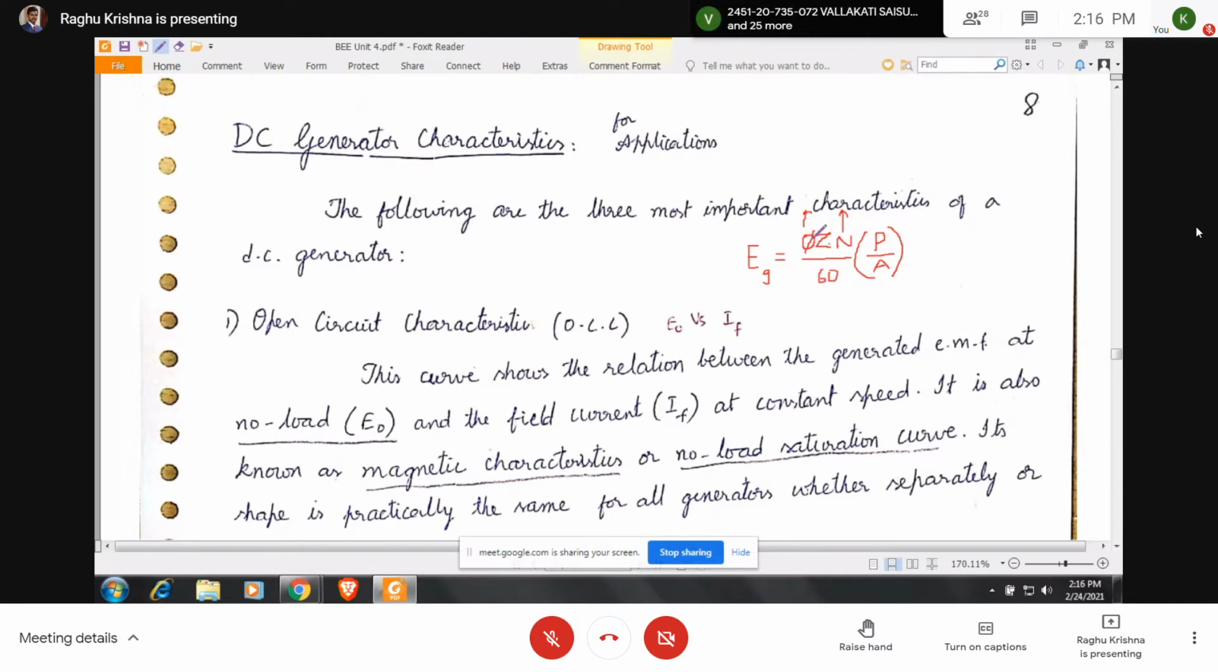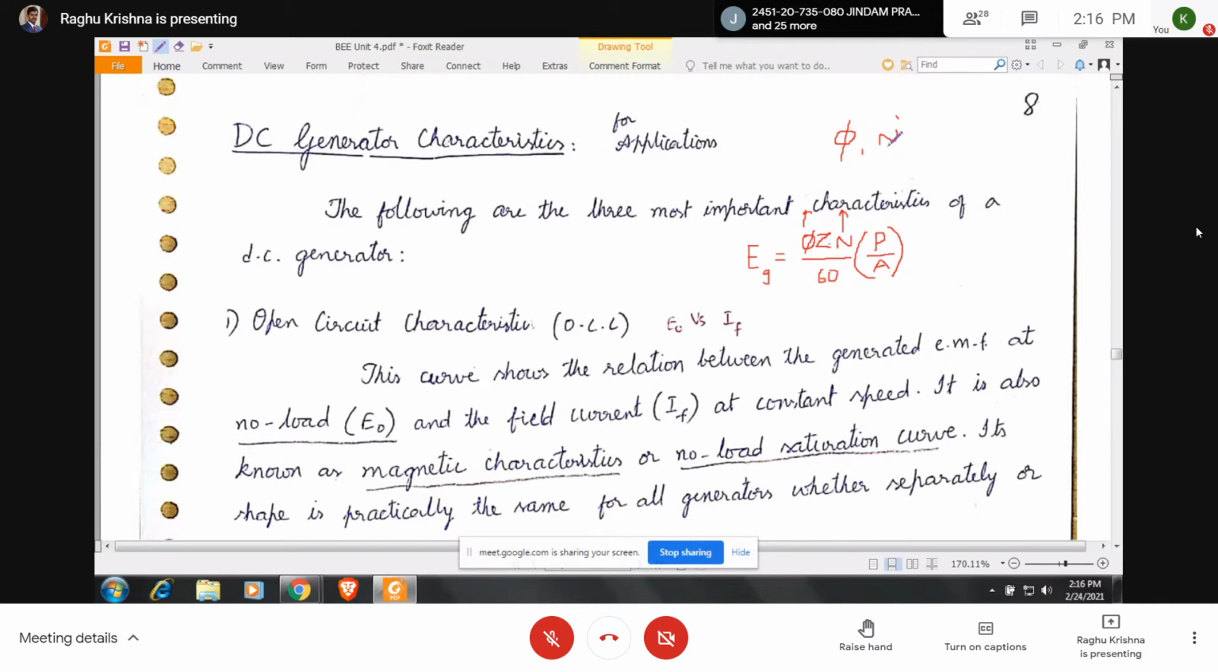If you take a separately excited generator and give less voltage, it means less flux. So phi and N are in our control. We can vary phi and N.